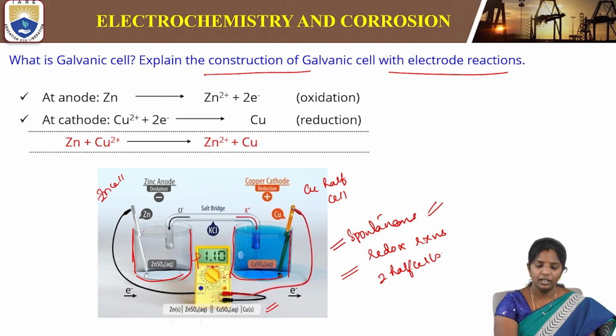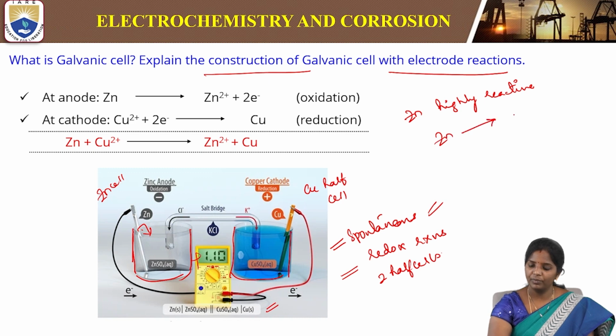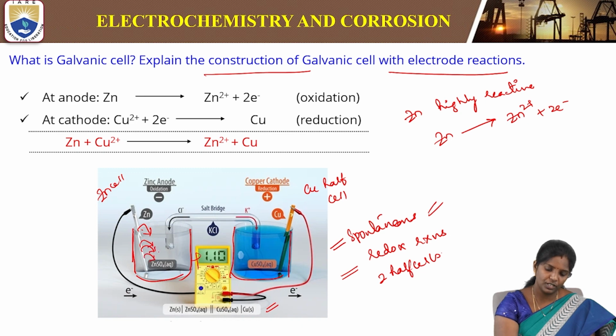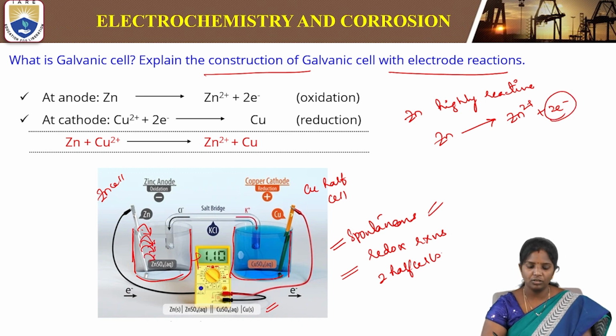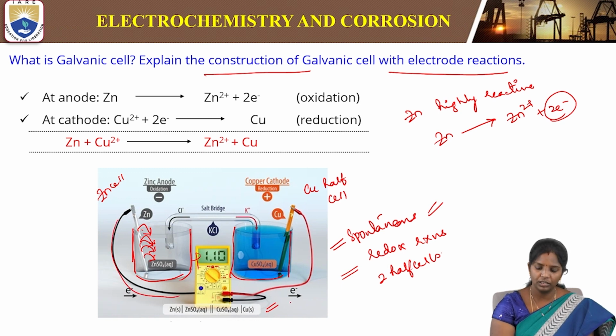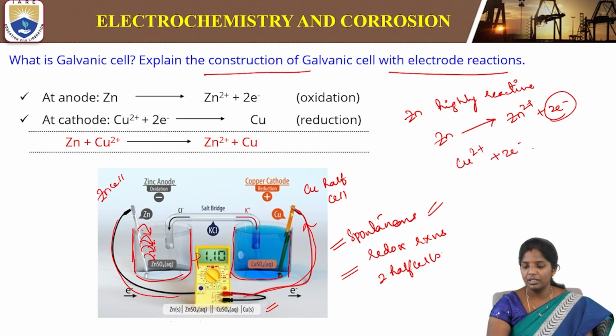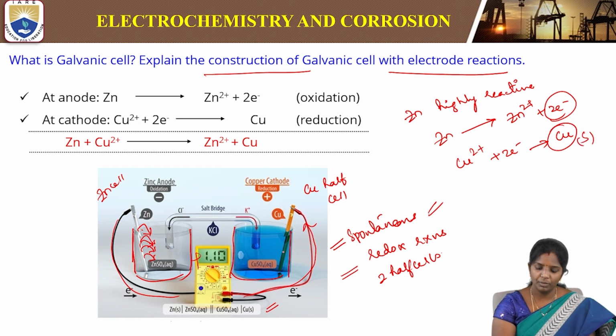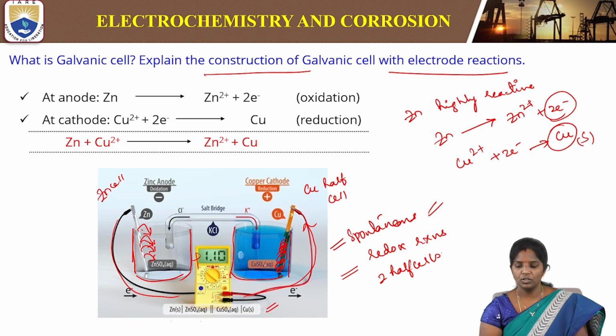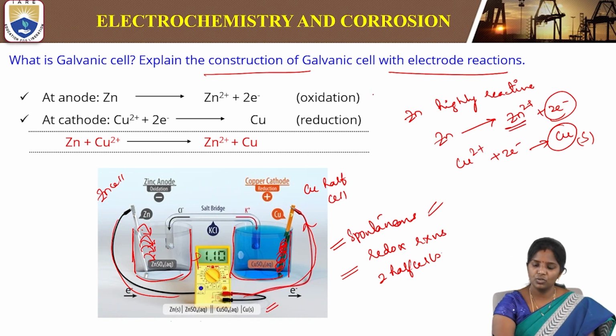Now the anode reaction. Zinc is highly reactive, so what does it do? It will give off zinc 2 plus ions from the rod. The zinc 2 plus ions will keep on coming out, and 2 electrons come out. These electrons travel through the circuit and are accepted by the copper 2 plus ions present in the copper sulfate solution. That will form copper deposit, which is deposited on the copper rod. So this is how oxidation takes place. This is the anode, and reduction takes place at the cathode.